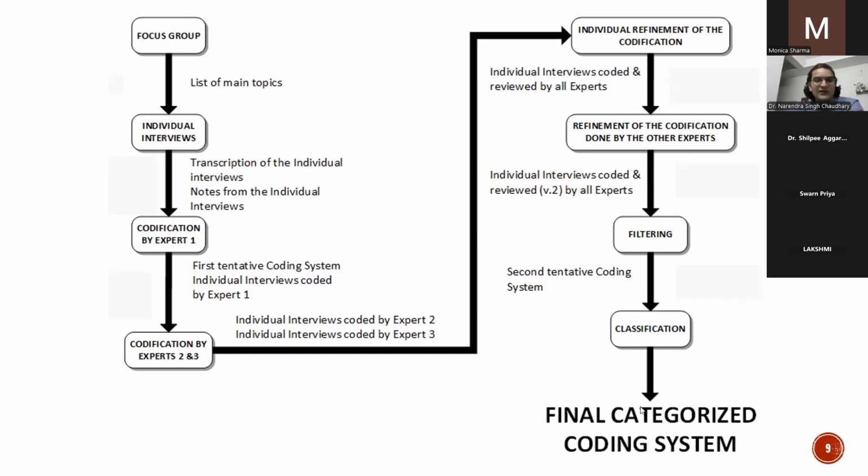Then you do filtering, that is, which codes you want to keep and which codes you want to remove. And then you start doing classification. Under particular themes, you start doing classification of the data. And this is how the final categorized coding system comes in.